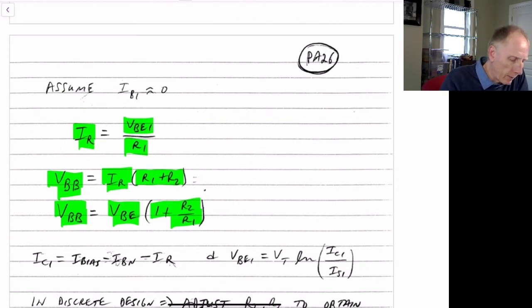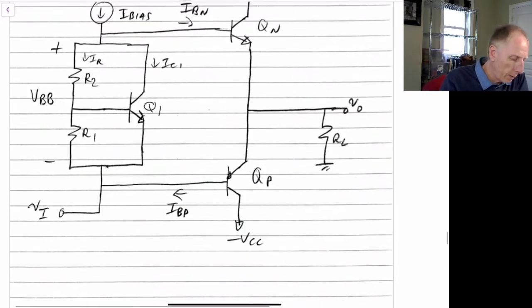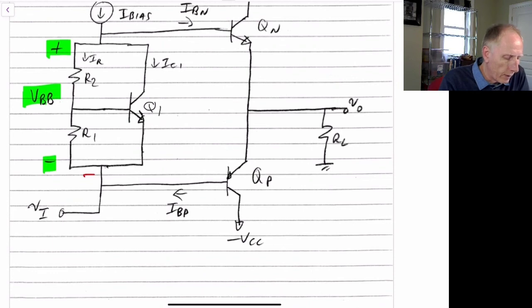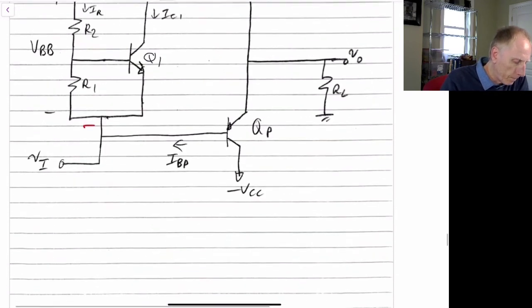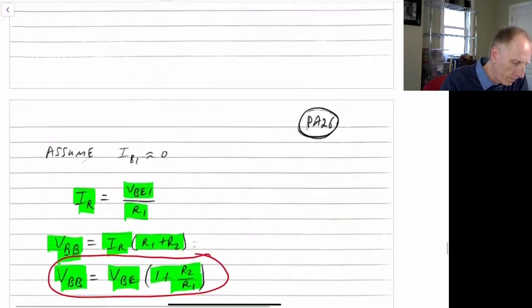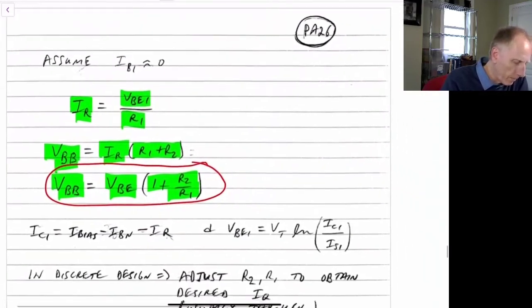The reason that it's called a Vbe multiplier is that the voltage across here, from positive to negative, is equal to the VBE of Q1 times 1 plus R2 over R1.